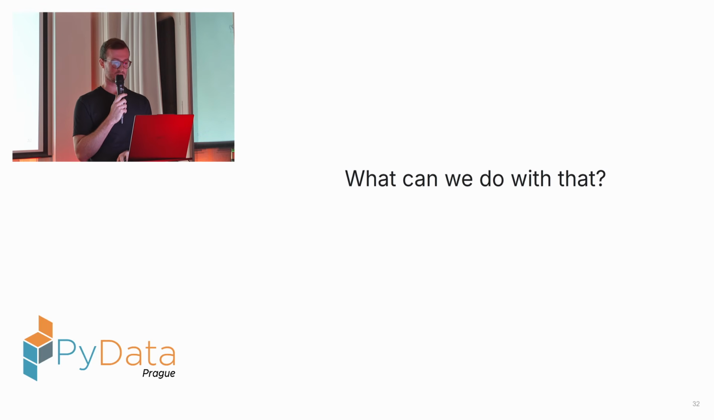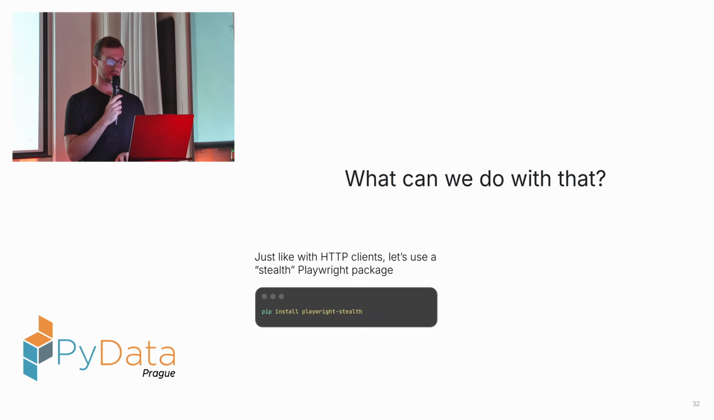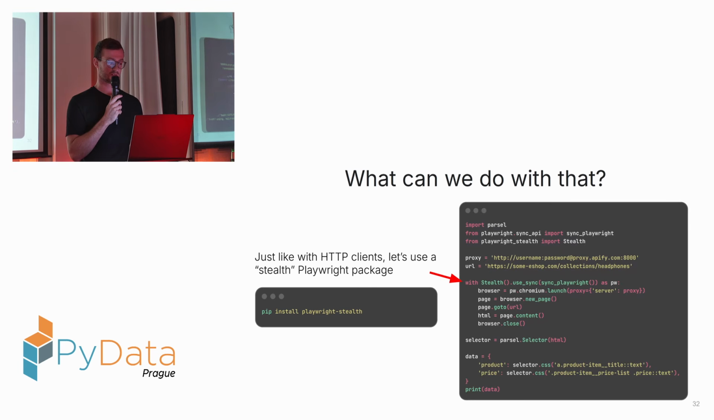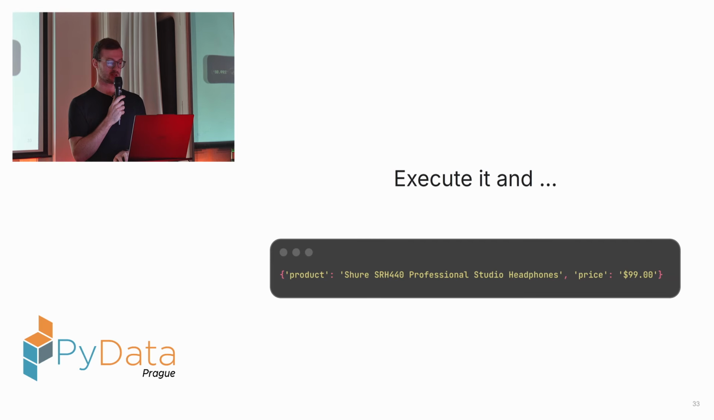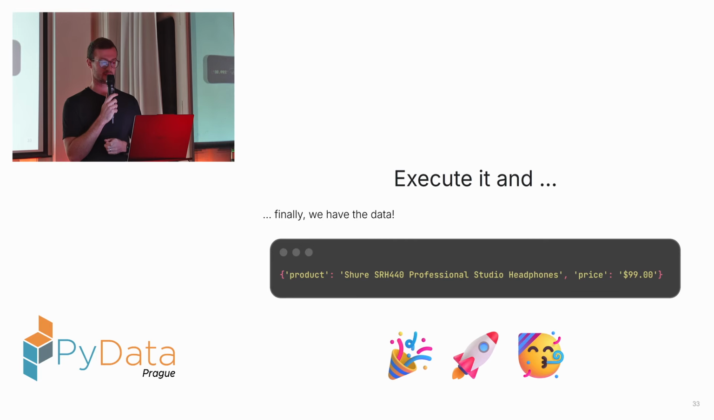So what about that? Just like with HTTP clients, we're going to use something that is intended for web scraping. There are some Playwright stealth packages that try to resolve this. So let's install the package playwright-stealth, update our scraper to contain one more class, and we can execute it. And finally, we have the data, which is great.